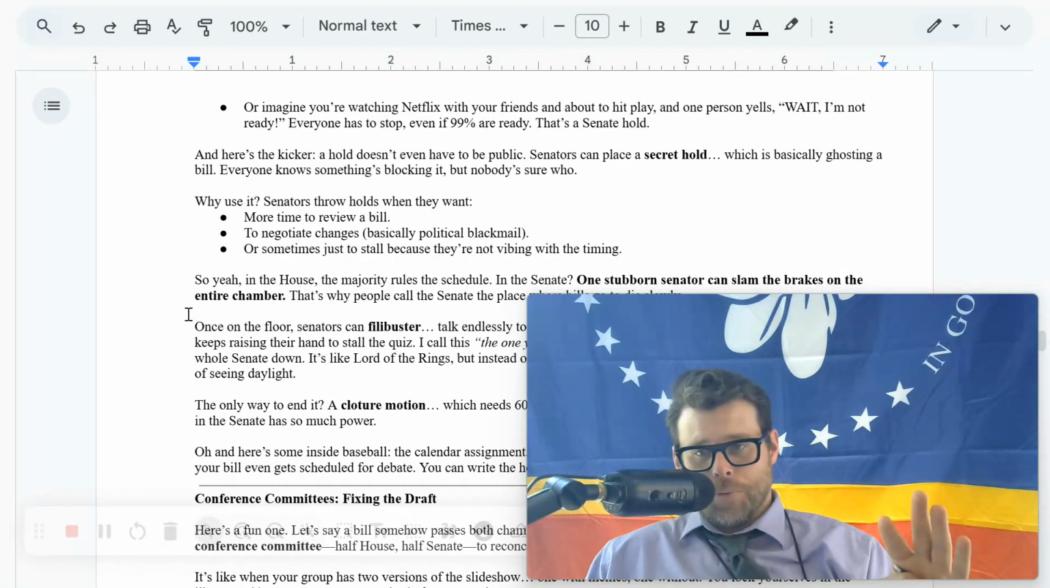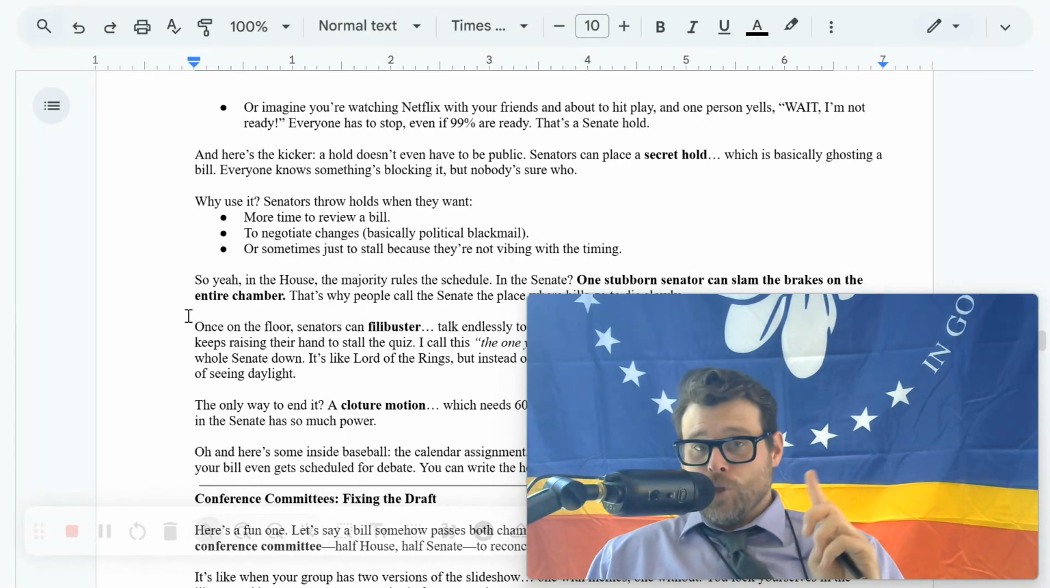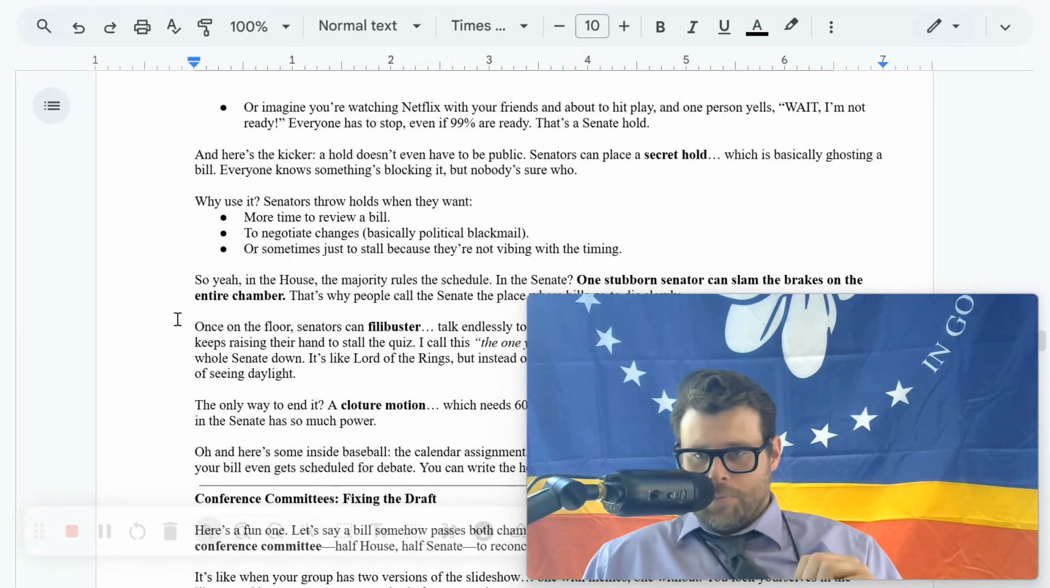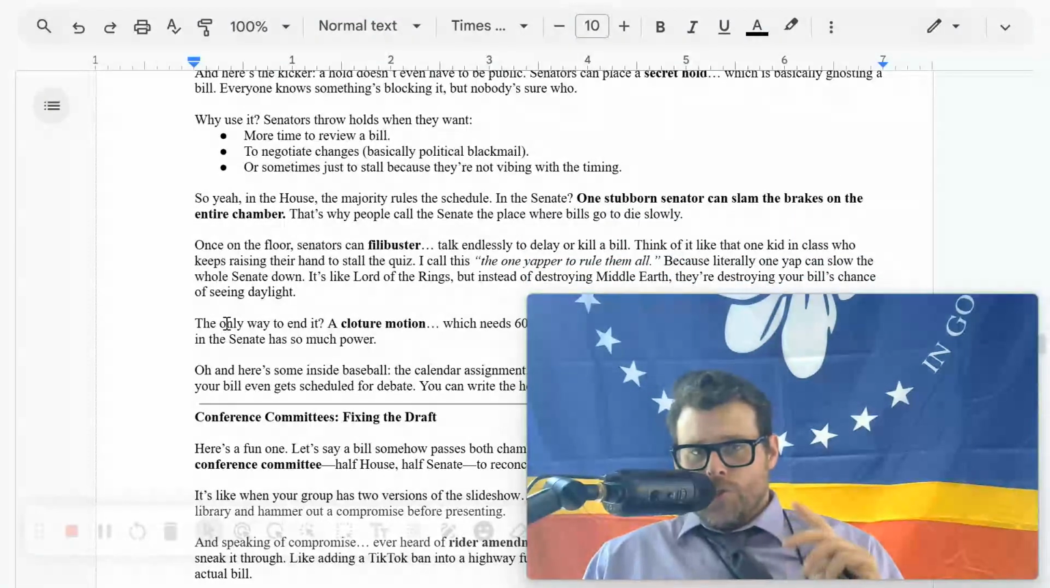They haven't looked at it fully. Time to negotiate changes. This is basically political blackmail. Or sometimes just to stall because they're not vibing with the exact timing on when this bill will be discussed on the floor. So yeah, in the House, the majority rules the schedule.